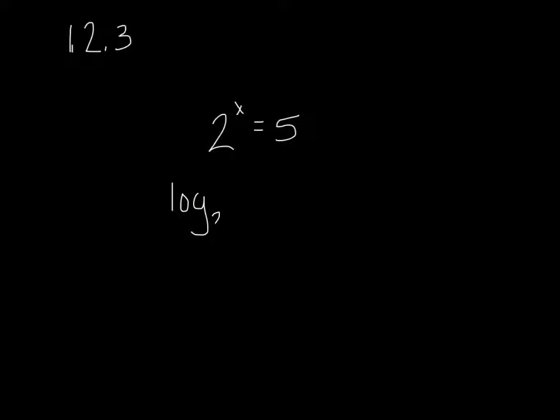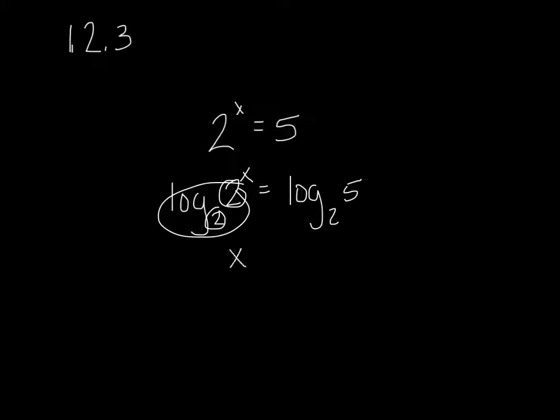So I'm going to go log base 2 of 2 to the x, and then on the other side I take log base 2 of 5. Now I've taken the log of both sides. Anything you do on both sides is a legal step. And now I have the base of my logarithm and the base of my exponent the same. So I've got the Tetris effect, and x equals log base 2 of 5.